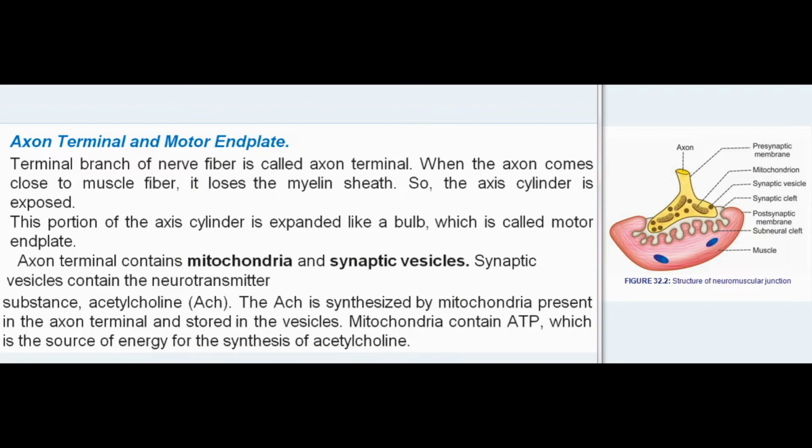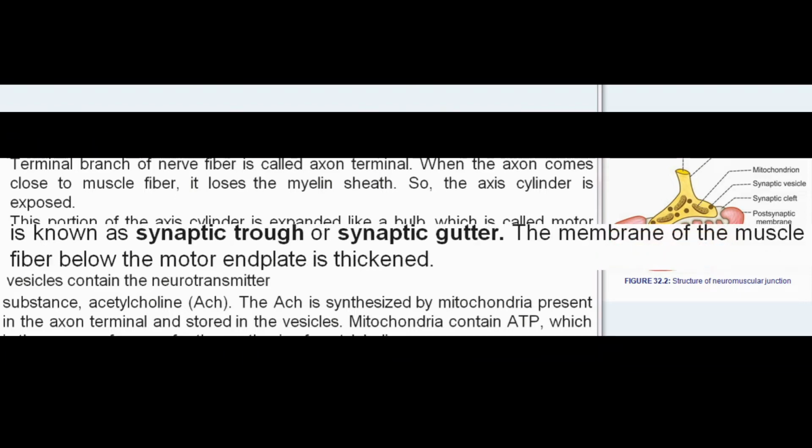Axon terminal contains mitochondria and synaptic vesicles. Synaptic vesicles contain the neurotransmitter substance, acetylcholine, ACH. The ACH is synthesized by mitochondria present in the axon terminal and stored in the vesicles. Mitochondria contain ATP, which is the source of energy for the synthesis of acetylcholine.